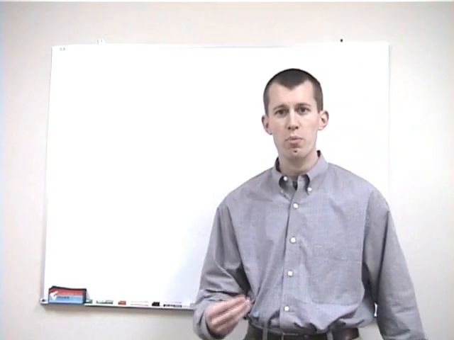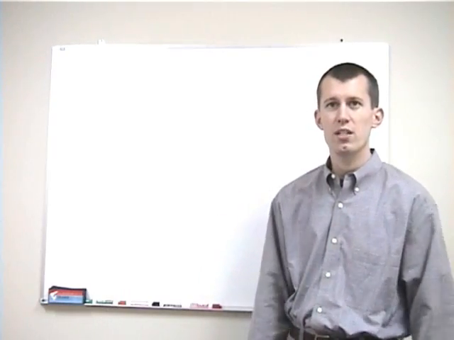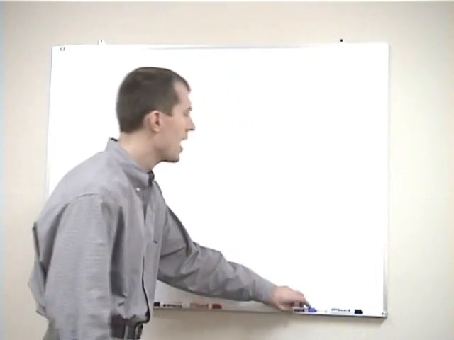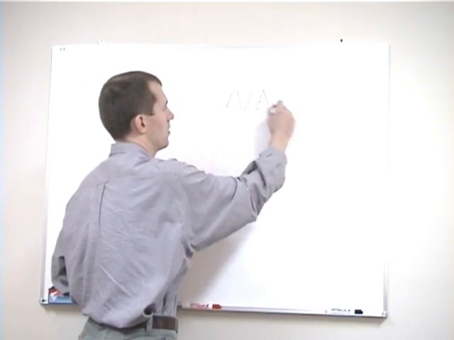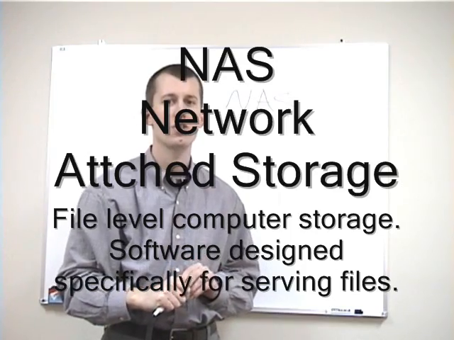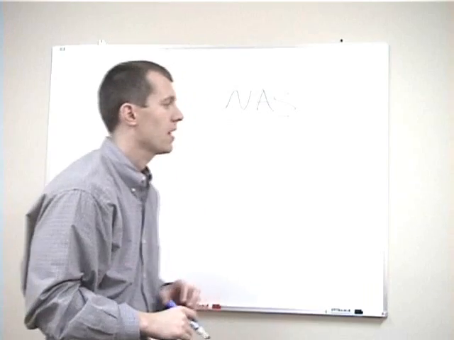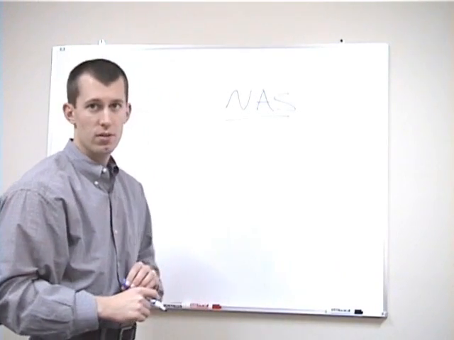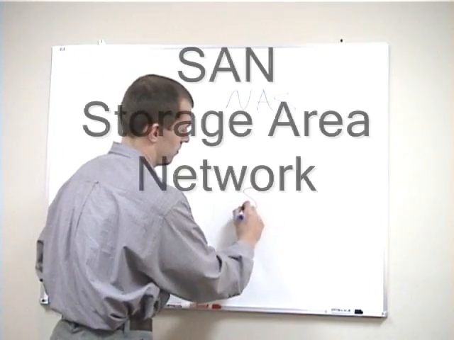So first, let's talk a little bit more about the acronyms, what they mean, and some more specifics on these devices. So the first is NAS, N-A-S. A NAS stands for Network Attached Storage, and simply it's a file server. The other acronym is SAN, Storage Area Network.